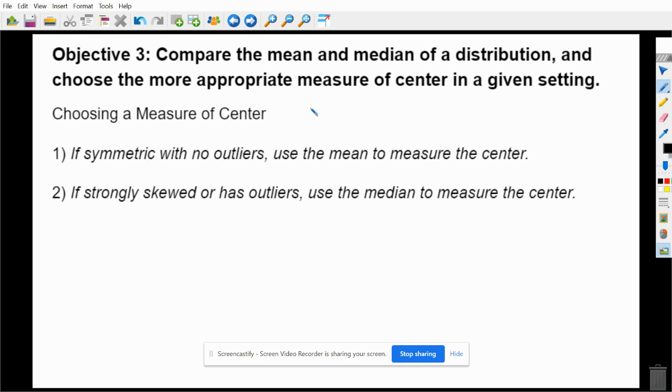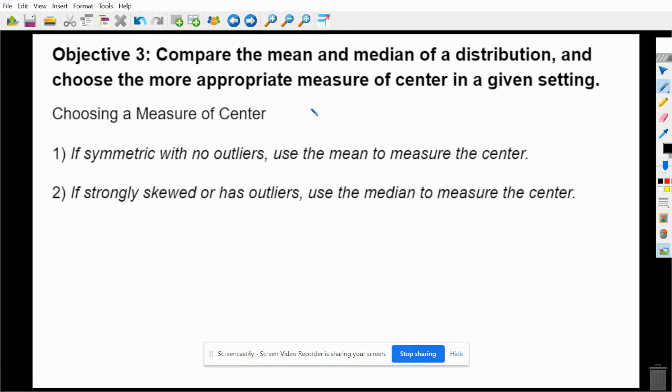All right, so the last video here, we're going to compare the mean and the median of a distribution. And as we do that, we're talking, of course, about the idea of resistance, because sometimes it's better to use the median. Sometimes it's better to use the mean when you're given the data.